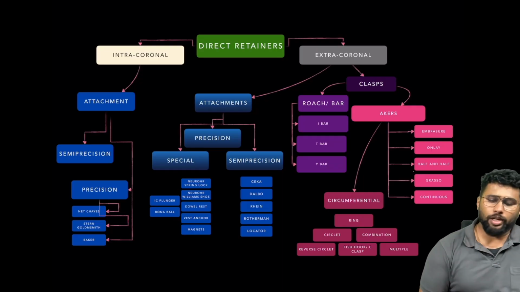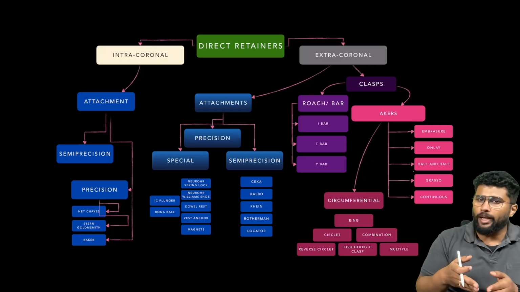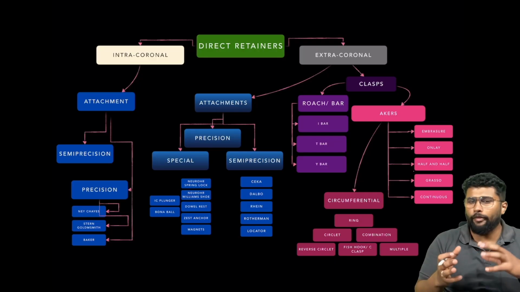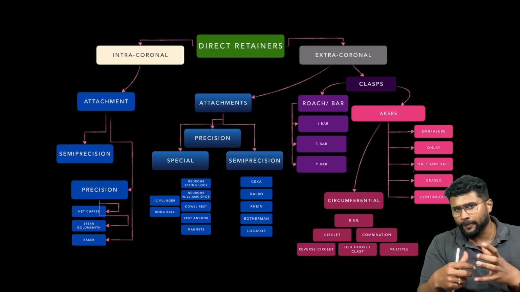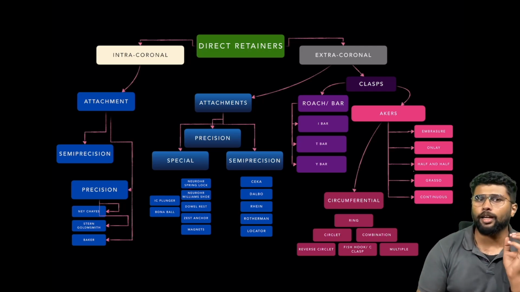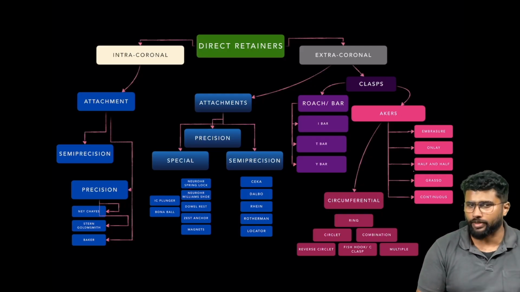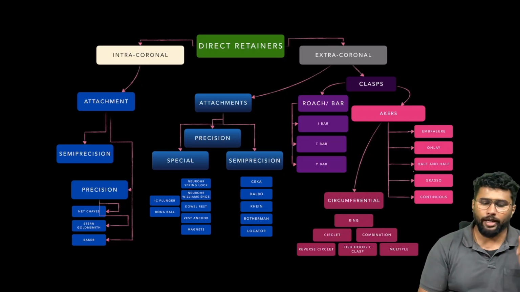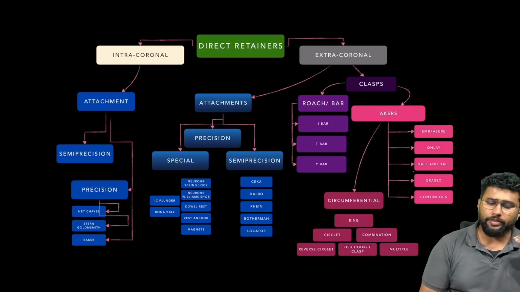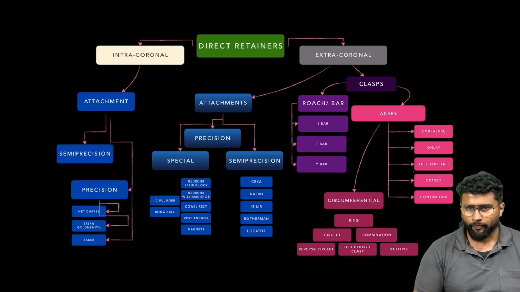When you come to intracoronal retainers, they are usually attachments. You cannot place a clasp within the tooth. You can only prepare something like a box or some kind of frictional attachment. So all your intracoronal direct retainers are going to be in the form of attachments. I'll be showing you attachments in the next slide, so just hold on. Now, you can further classify them as semi-precision and precision attachments.